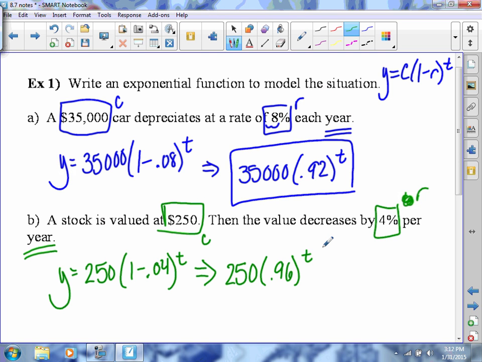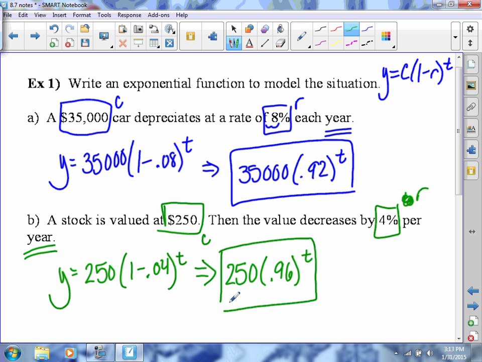Now, a helpful hint when you're dealing with these decimals, always think of this 1 as like 100, and then just kind of ignore this little decimal place when you're subtracting. So think of this as just like 0.04. So you've got 100 and you're subtracting 4 is 96, and then make it 0.96. So this will be our model for this situation.